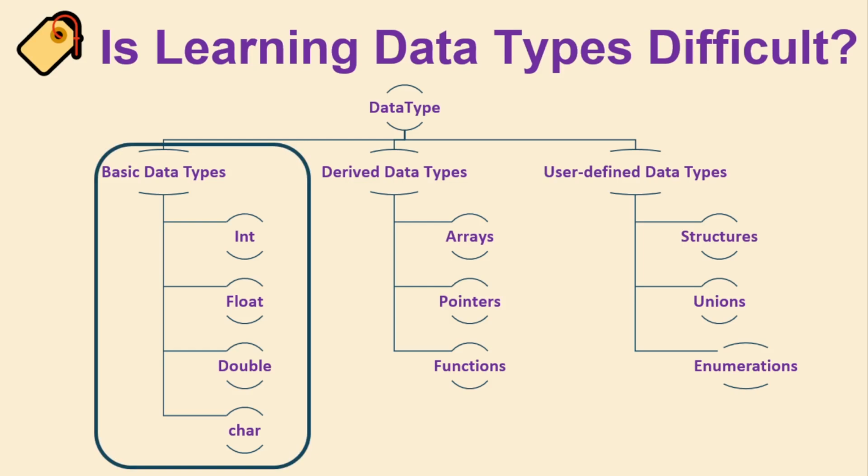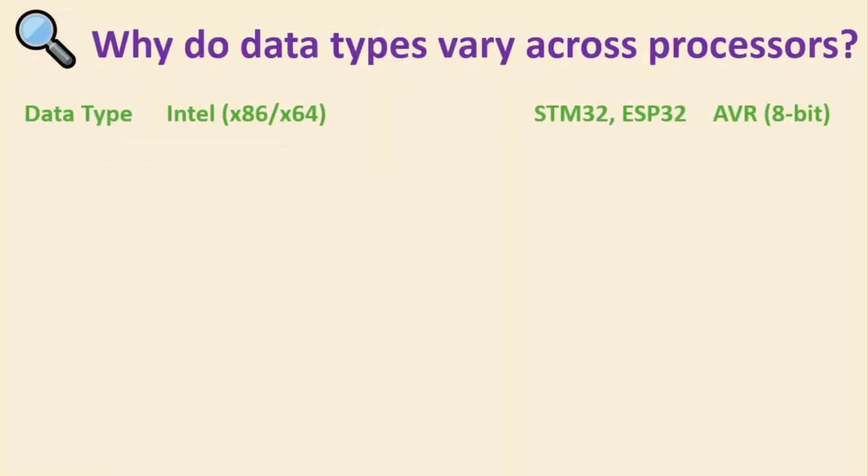Why do data types vary across processors? What about data types in programming for different microcontrollers like AVR, ESP32, STM32, and Intel processors? Why does the amount of memory allocated to these data types differ across various microcontrollers? How can we resolve this? Intel processors come in 2 general types: 32-bit architecture like the x86 series and newer 64-bit architecture like x64 processors.